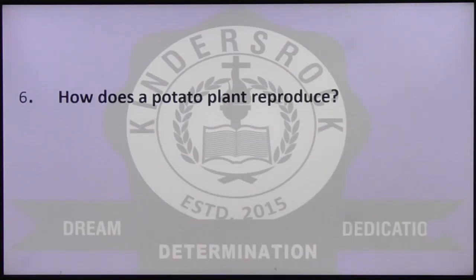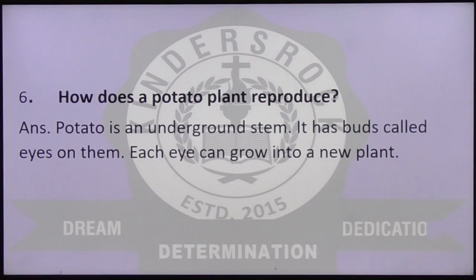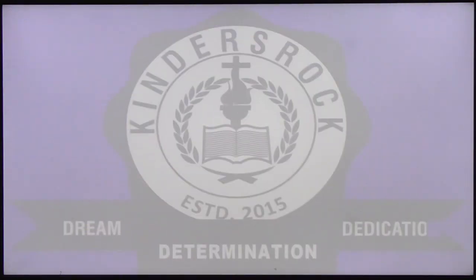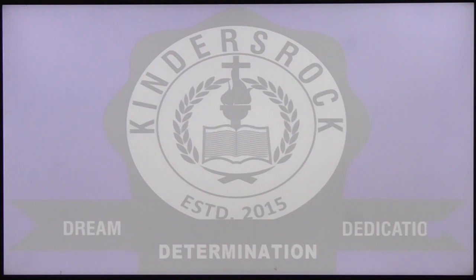Now, how does a potato plant reproduce? Potato is an underground stem. It has buds called eyes on them. Each eye can grow into a new plant. What is weeding? Removing of unwanted plants from the field is called weeding.